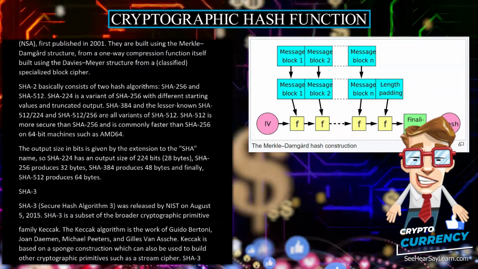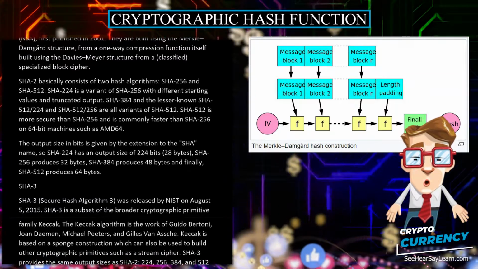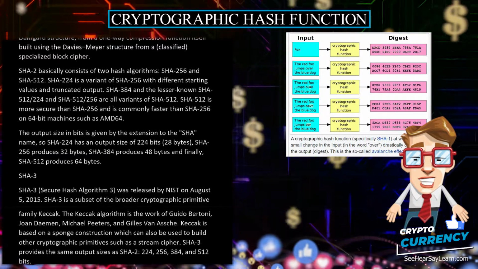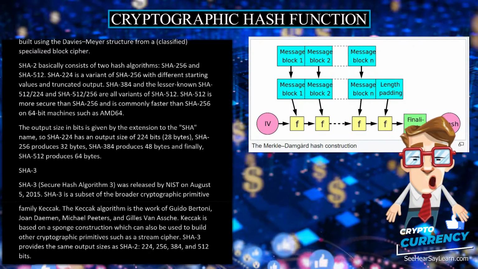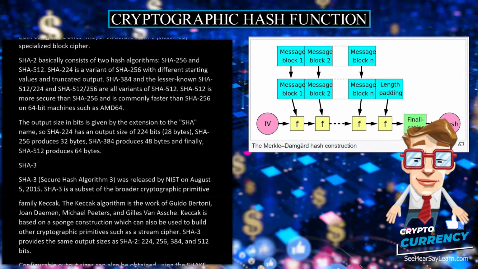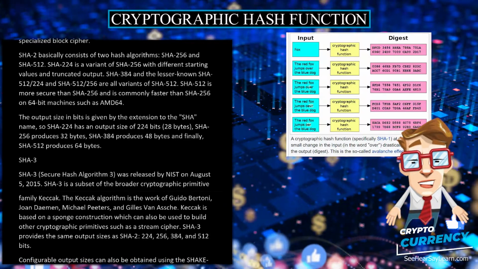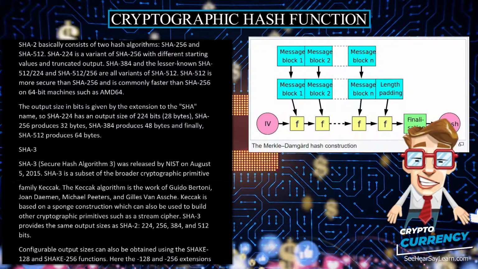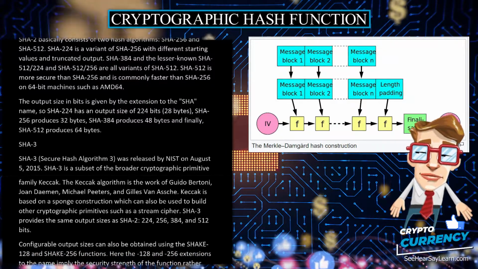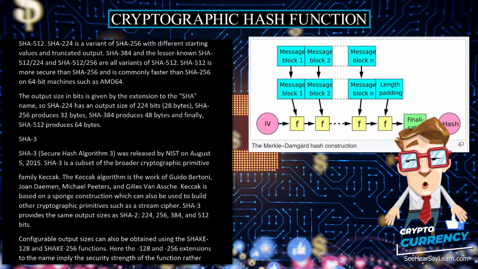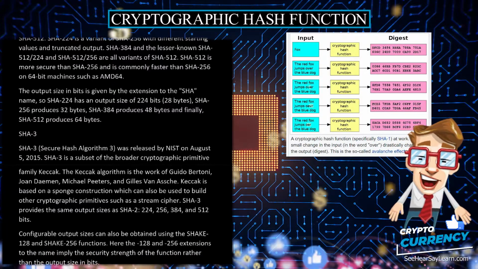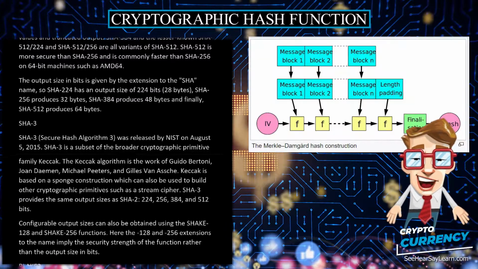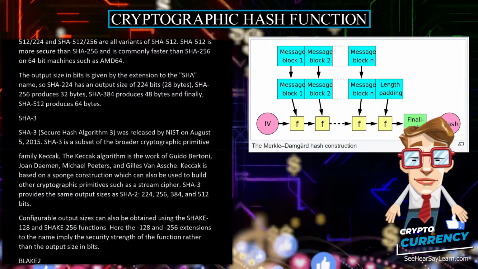Here the -128 and -256 extensions to the name imply the security strength of the function rather than the output size in bits. BLAKE2. An improved version of BLAKE called BLAKE2 was announced on December 21, 2012. It was created by Jean-Philippe Aumasson, Samuel Neves, Zooko Wilcox-O'Hearn, and Christian Winnerlein with the goal of replacing the widely used but broken MD5 and SHA-1 algorithms.